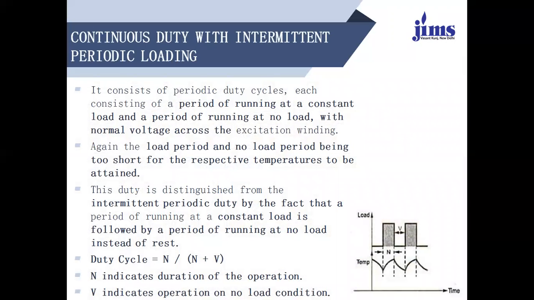Next is the continuous duty with intermittent periodic loading. It consists of periodic duty cycles, each consisting of a period of running at a constant load and a period of running at no load with normal voltage across the excitation windings. Again, the load period and no load period are too short for the respective temperatures to be attained. This duty is distinguished from the intermittent periodic duty by the fact that a period of running at a constant load is followed by a period of running at no load instead of a rest period.